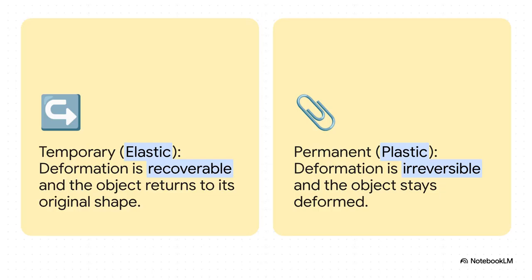So here are the two big ideas. The temporary bounce back change is called elastic deformation. That's our rubber band or a spring. It has a memory of its old shape. But the permanent stay bent change, that's called plastic deformation. And that's our paperclip. It's forgotten what it used to look like once it's bent for good.